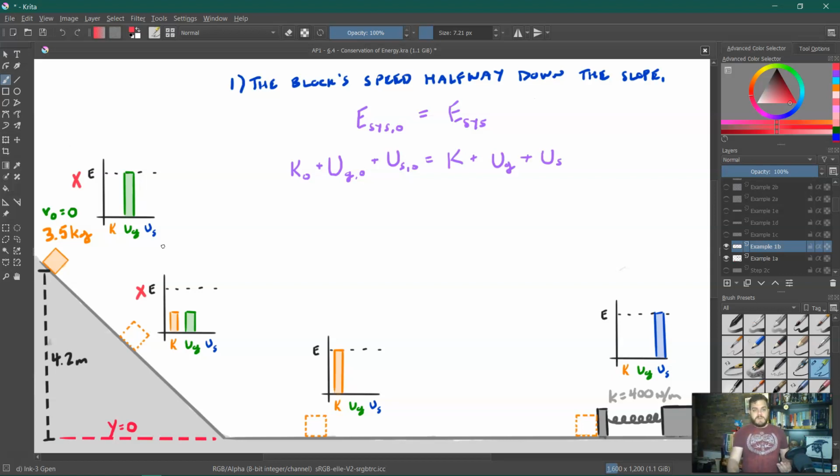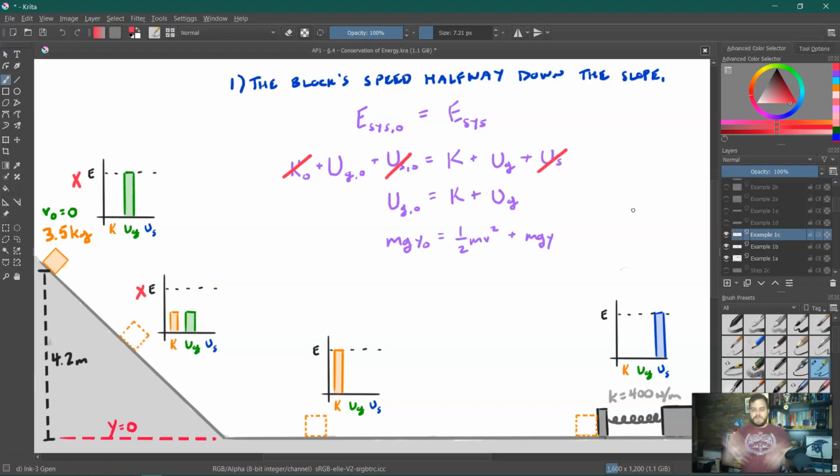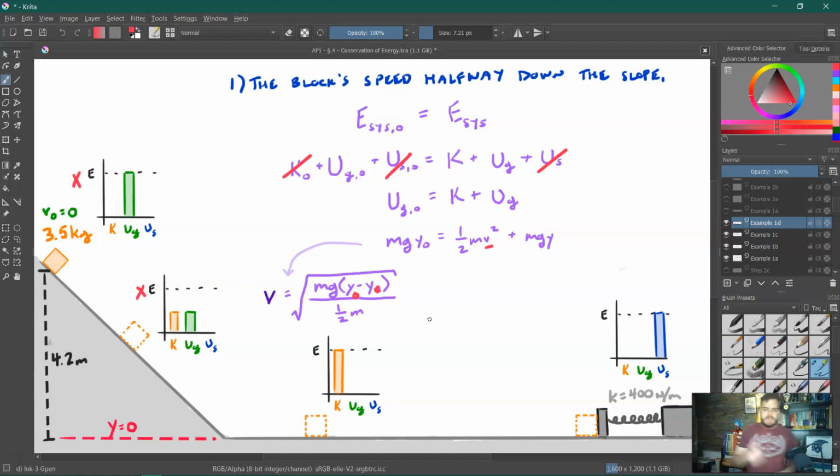If we look at these two moments, initially, the only type of energy we have is gravitational potential. So that's the only one I need here. And halfway down, I have kinetic and gravitational potential, but I don't need elastic potential. And this means I can simplify things a bit. I can get rid of those terms, and I'm left with UG naught equals K plus UG. And now let's start plugging in some values we know. We have mgy naught is equal to 1/2 mv squared, the equation for kinetic, plus mgy. So now that I'm solving for v, I can rearrange this, and I'm going to get mg, this should actually be y naught minus y, but it's not going to change any of my math. mg(y naught minus y) divided by the 1/2 m, and then I take the square root.